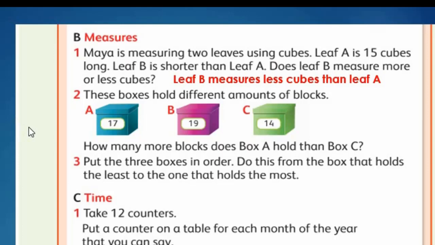Okay? Number 2. These boxes hold different amounts of blocks. A holds 17 blocks. B holds 19 blocks. C holds 14 blocks. How many more blocks does box A hold than box C? A is 17 blocks. C is 14 blocks. So how many more?